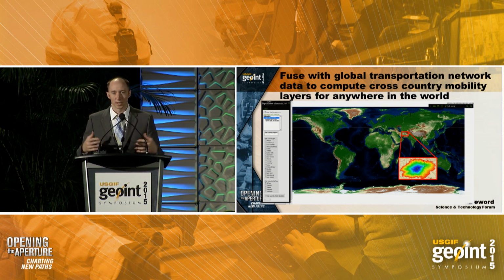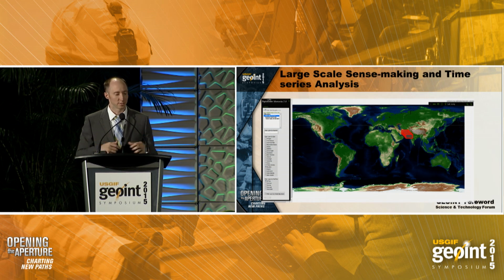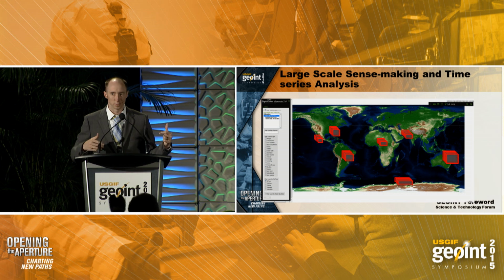Then with a couple map algebra commands, they can take that slope layer, fuse that with global roads data and global land cover data, and produce custom cross-country mobility layers, and do this for the entire globe and serve it out as analytic services where users can ask questions and do the processing in the cloud to do cost distance or large-scale routing analysis.